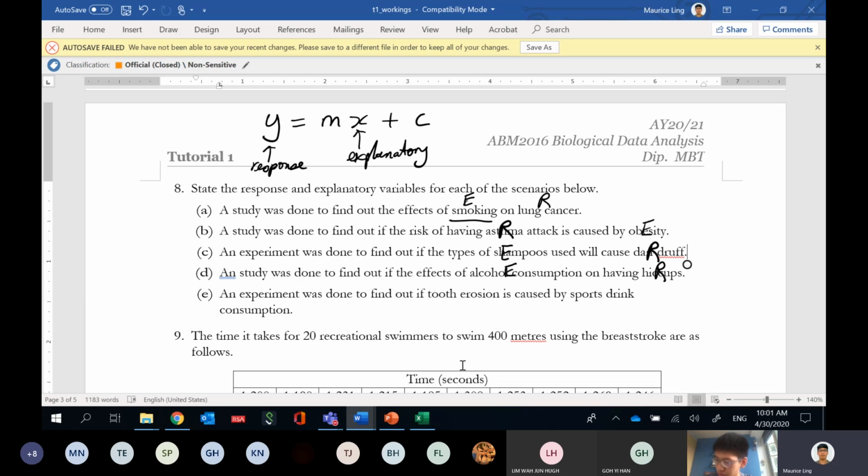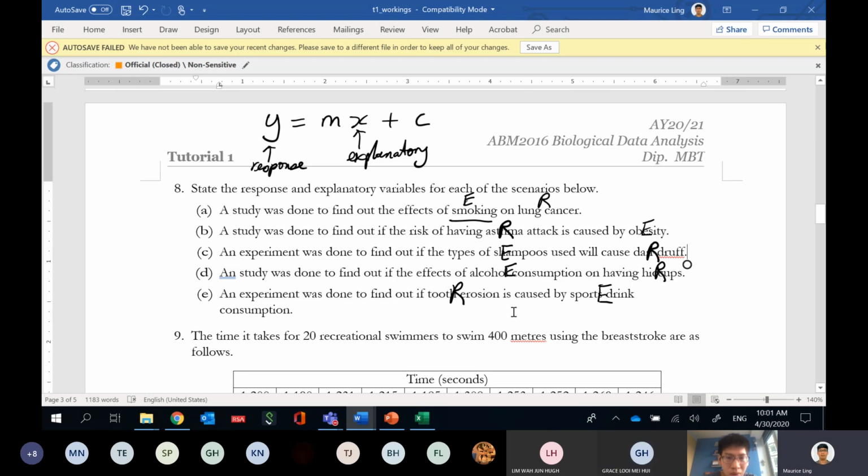For question E, let's say E, Grace. Okay, you're breaking up. But speak slowly. Doesn't matter. The response will be tooth erosion, and the explanatory is sports drink consumption. Correct. So this experiment is quite often done.